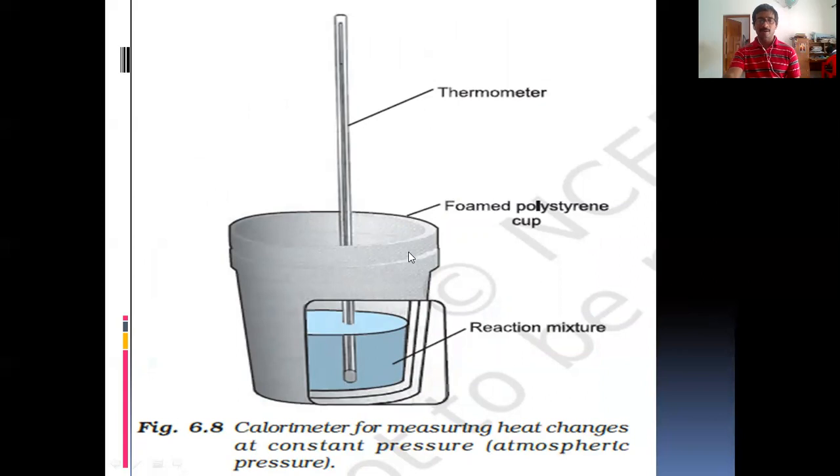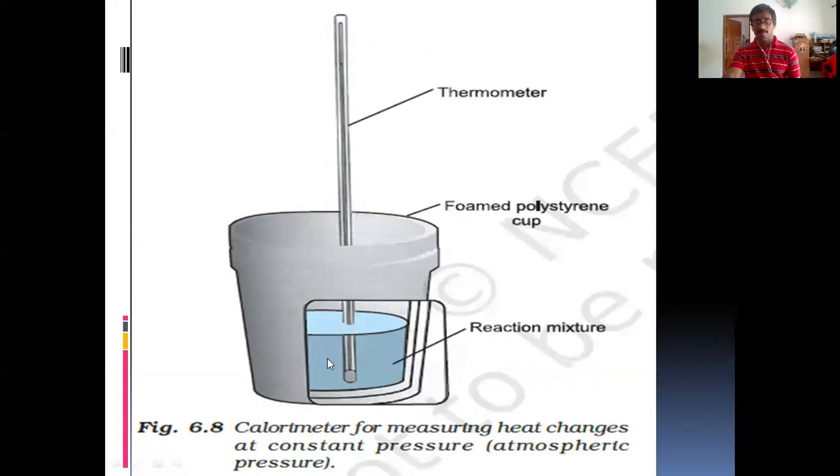It is a simple calorimeter. It is a polystyrene cup. And inside the polystyrene cup, the reagents are taken. And a thermometer is immersed in these reagents. Before the reaction, we can note the temperature. And here also we can use a stirrer. And we can begin the reaction by adding the required reagent.